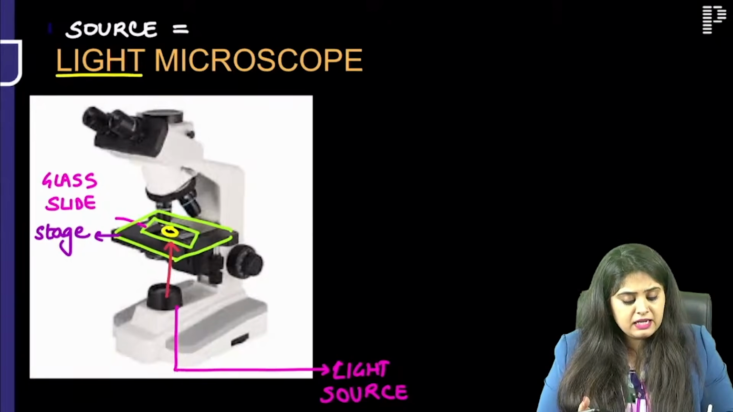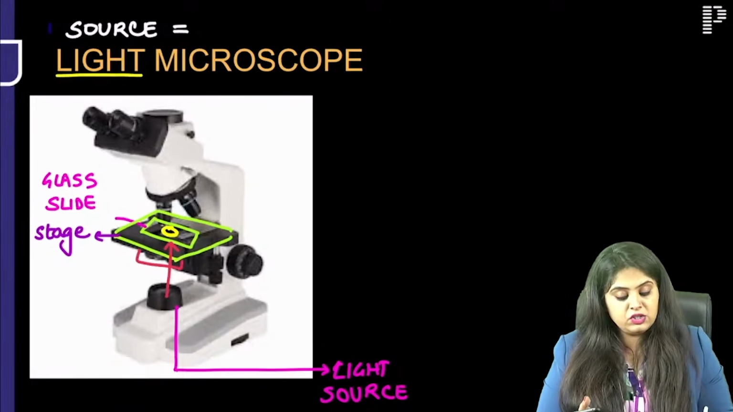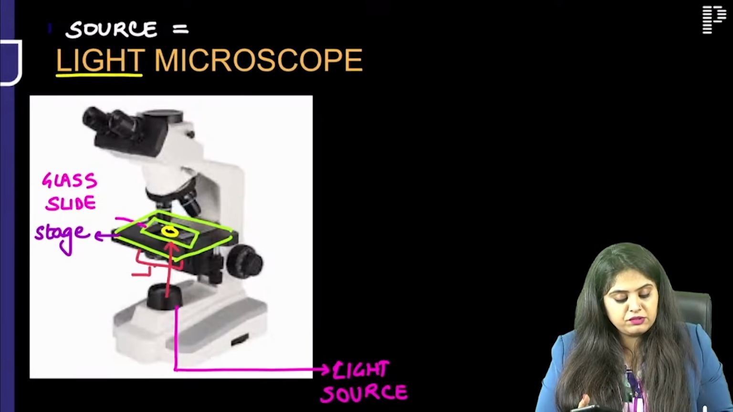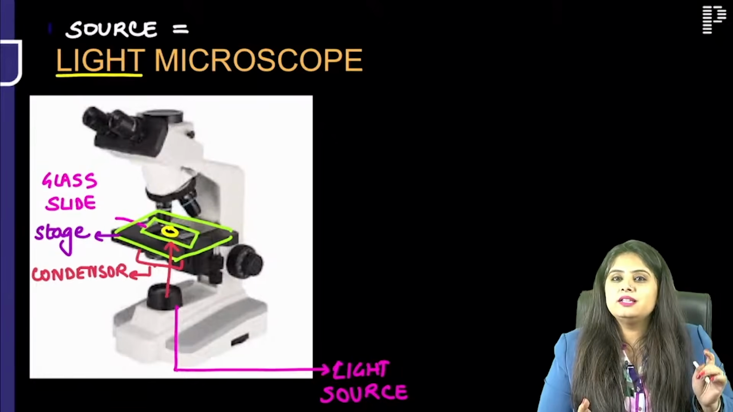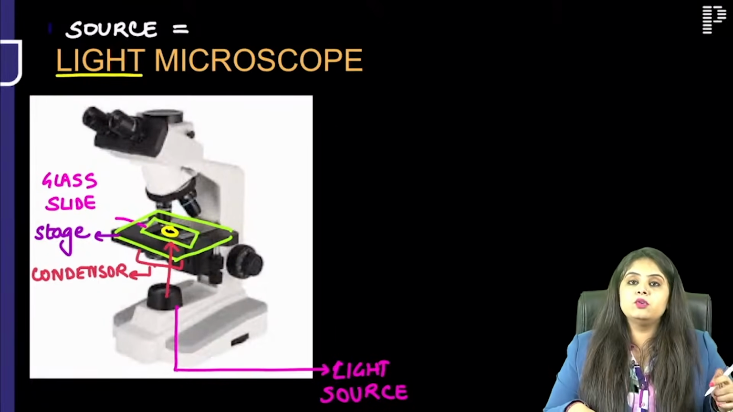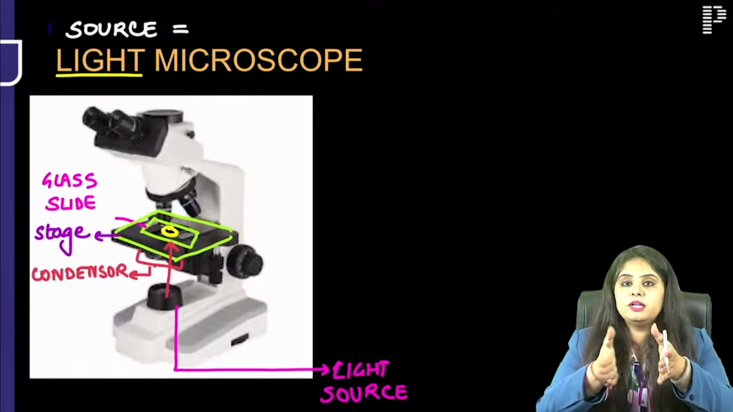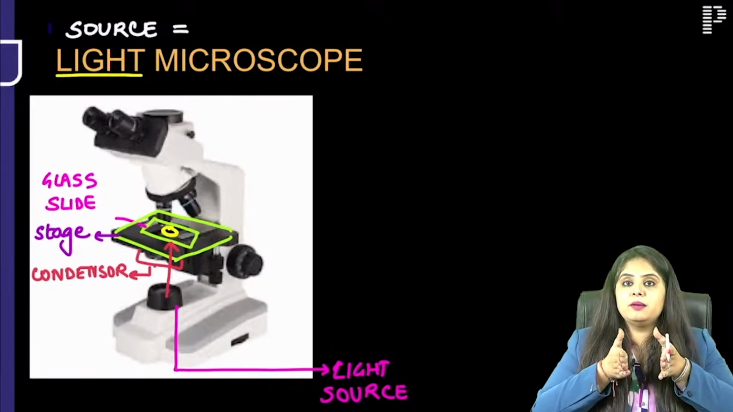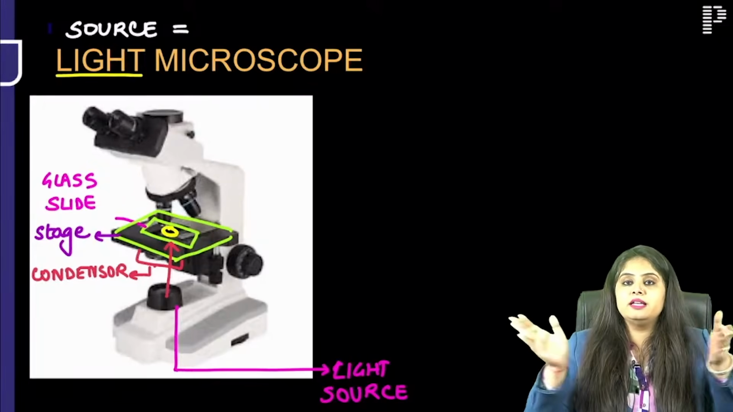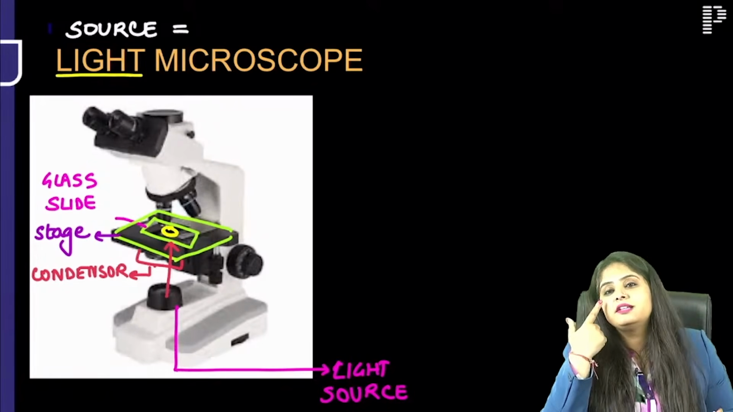I have a tiny little round structure below the stage, and this tiny little round structure is known as a condenser. What do you think a condenser will do? Look at the name, condenser. Ma'am, it will condense the light. If the light was going like this everywhere, it will condense the light. It will make it into a tunnel. It will say, okay, no, light will only come this much area. Light will not go here and there. It will get condensed.